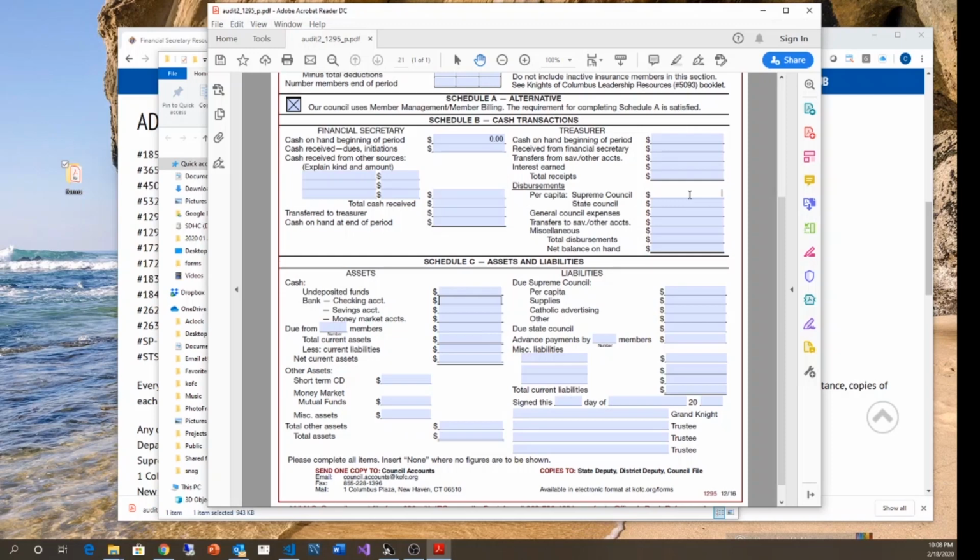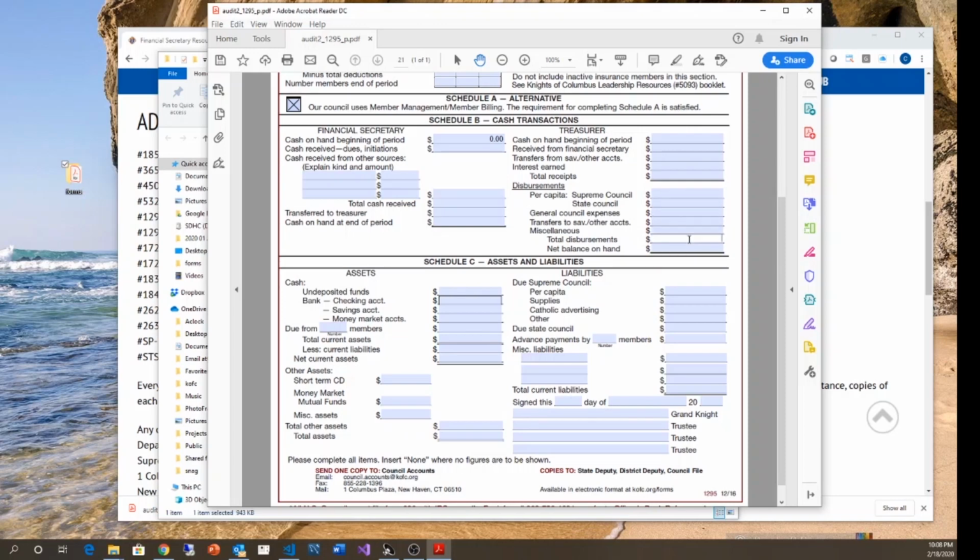Disbursements: your Supreme per capita, your state per capita. Your financial secretary will have those bills, so we know what those are. General counsel expenses, pretty much that's all the expenses for your council, anything you've spent money on. Transfers to other accounts, so if you were paying back your savings account, that would be put in there. Miscellaneous, again, this is just another spot to put miscellaneous expenses.